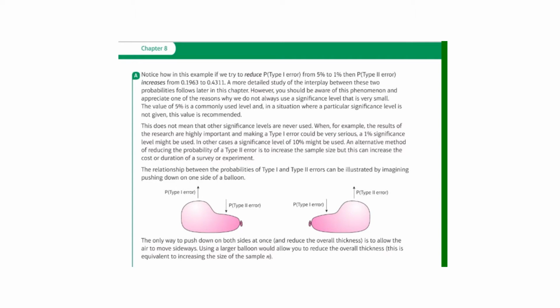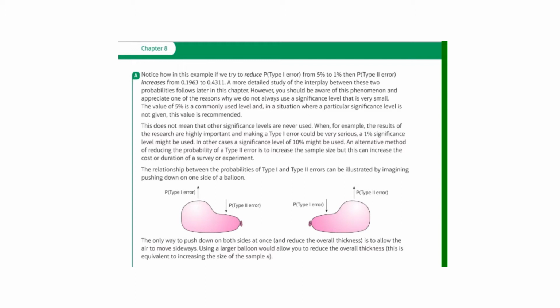In the textbook, there's this example that's about the normal distribution, and then it goes on with this explanation. I think this is a really important thing for you to look at and understand: how a type 1 error and a type 2 error are really, really closely linked, and trying to reduce one will make the other one increase. So it talks about an example of a balloon. If you want to make one side smaller, you push it down and the other side goes up.